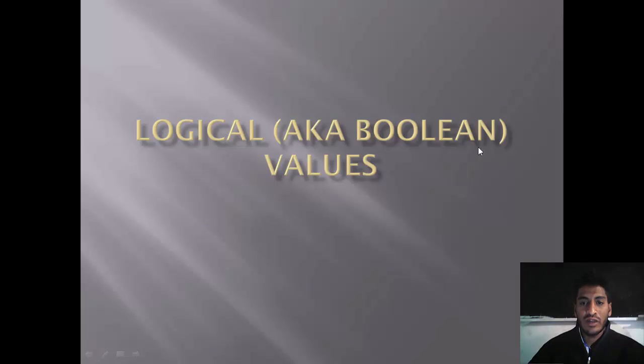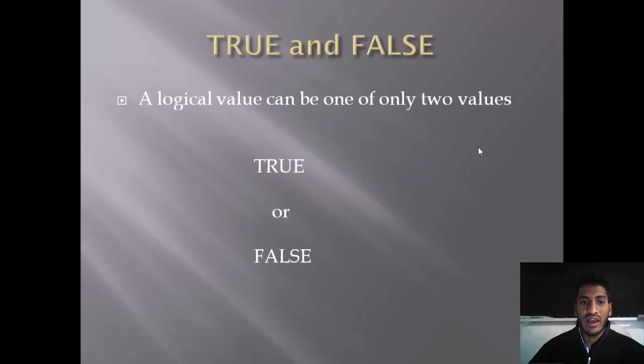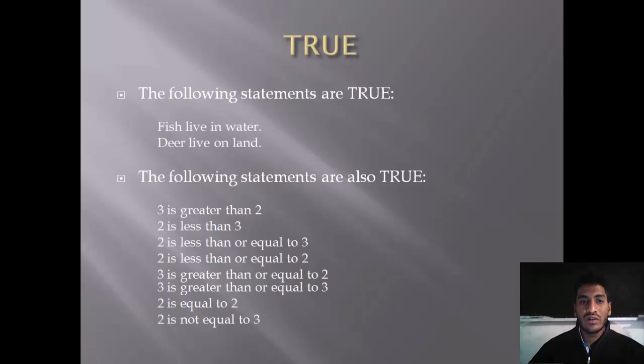Logical, Boolean values: True and false. A logical value can be only one of two values, true or false. The following statements are true: fish live in water, deer live on land. The following statements are also true.